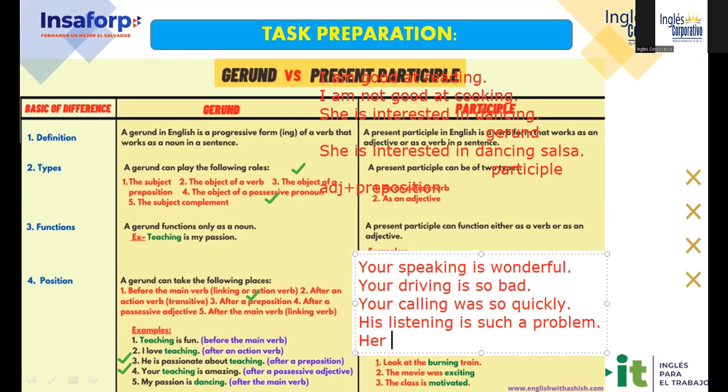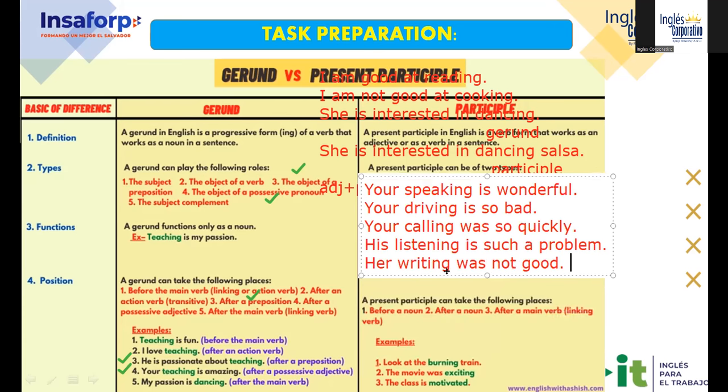Okay. Let's see. Okay. Reading. Okay, handwriting, su escritura, su escucha, su llamada, su conducción, su habla. Okay, handwriting was not appropriate. Was not appropriate. Was not good. Was not readable. Comprehensible. Was not good. La escritura no era buena. Okay, so now let's continue with the next one.